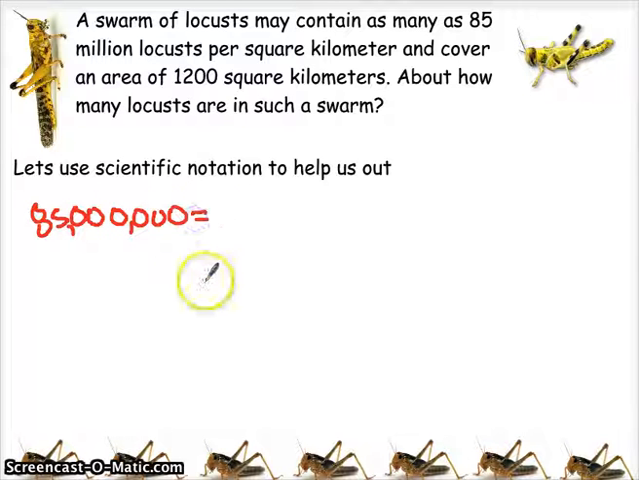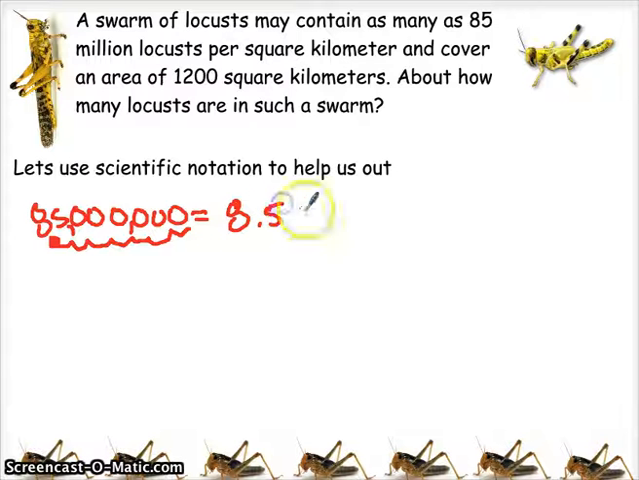So if we remember to science class and say, well, scientific notation tells me I can move my decimal 1, 2, 3, 4, 5, 6, 7 times and make this really into 8.5 times 10 to the 7th. And that's 85 million locusts per square kilometer. They can cover an area of 1,200 square kilometers. Okay? One swarm can cover that area. What we want to know is about how many locusts are in such a swarm.